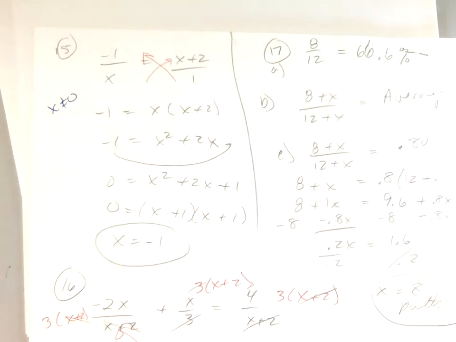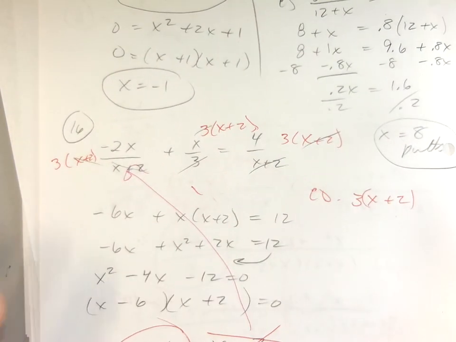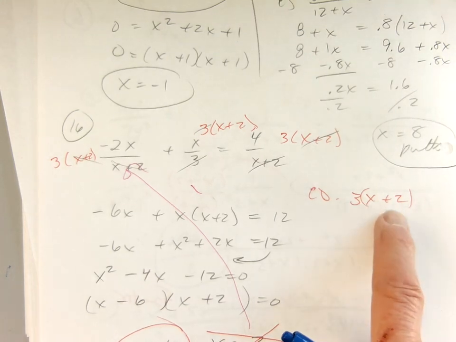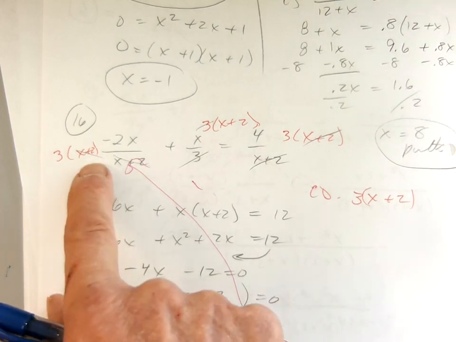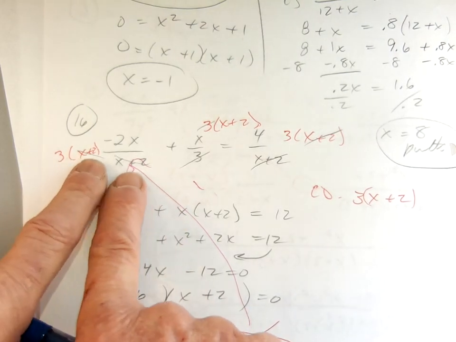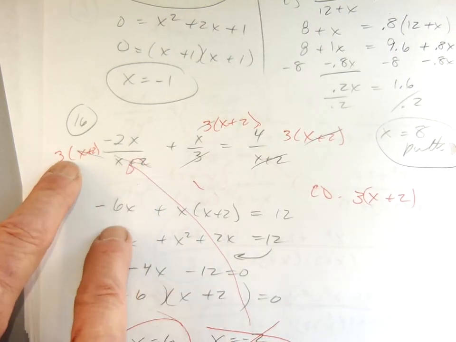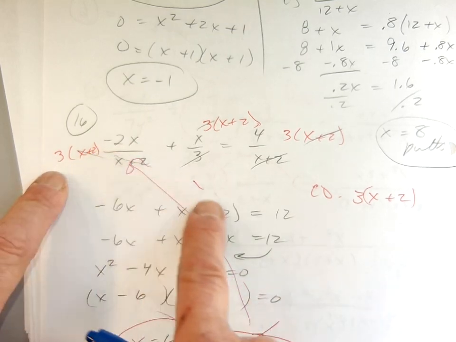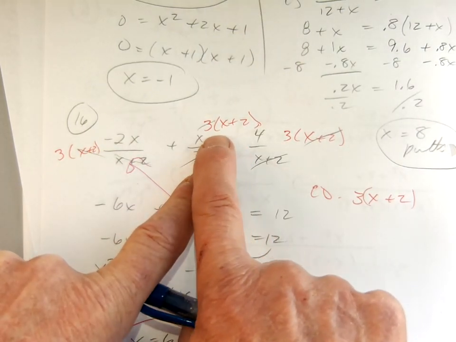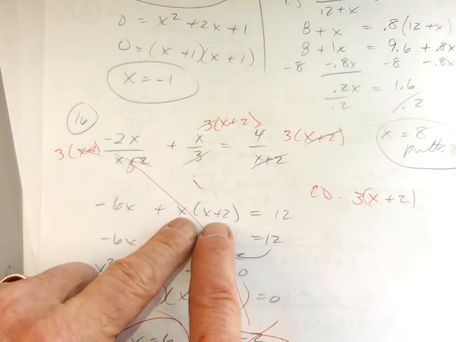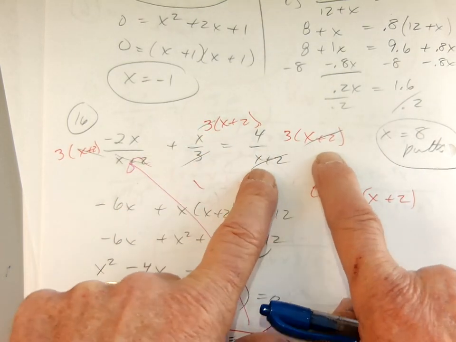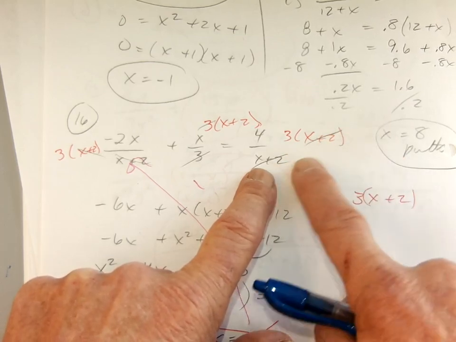Okay. On 16, my 3 fractions, so the common denominator has to be 3 times x plus 2. So I multiplied each fraction by the 3 times x plus 2. So in the first fraction, the x plus 2's cancel. I'm left with a -6x because of the 3 and the -2x. Multiply this one by the common denominator, 3 times x plus 2. The 3's cancel, and then I'm left with x times x plus 2. Here, the x plus 2's cancel, and I'm left with a 12.